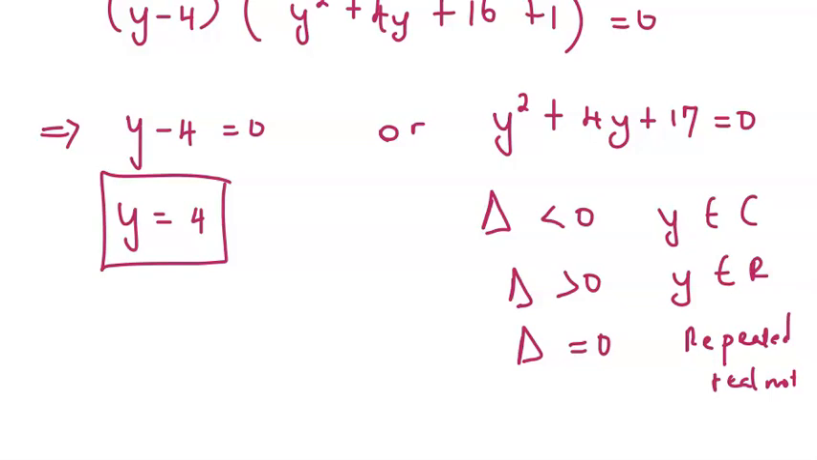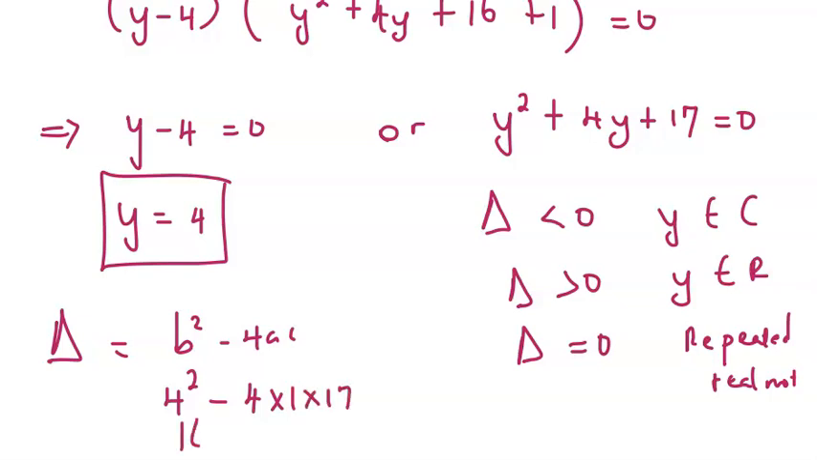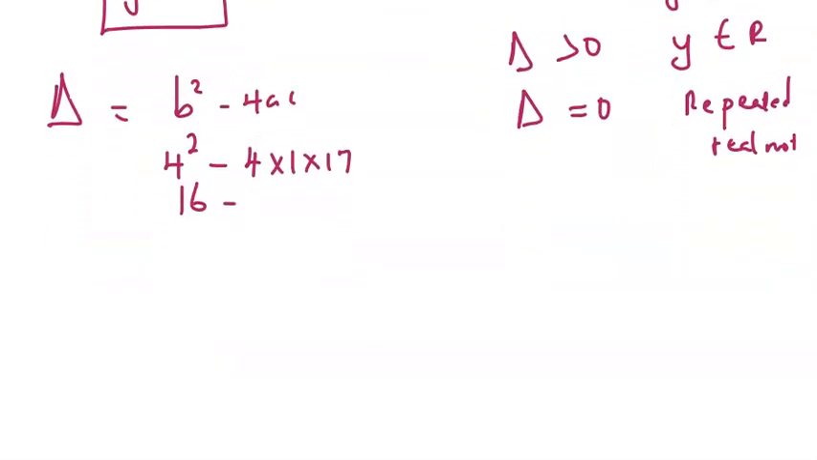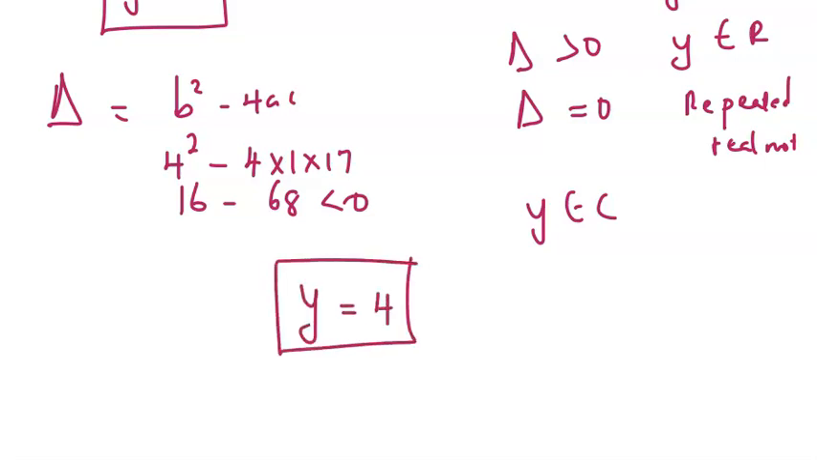So take a look. How do we calculate this delta? We know the discriminant is equal to b² - 4ac. Check it out. b² is 4², minus 4 times a times c, which is 4 times 1 times 17. So this is 16 minus 68, if I'm not mistaken, right? Yes. Obviously, this is less than 0, and this shows that y belongs to the set of complex numbers. So therefore the only real solution is y = 4.